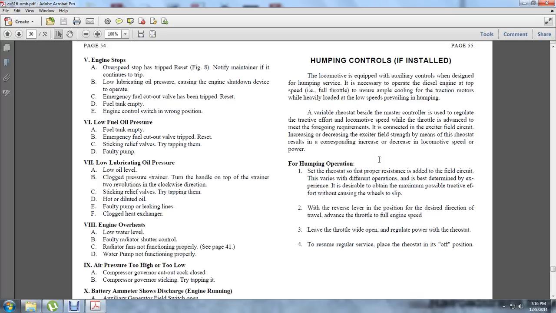Low lubricating oil pressure. Low lubricating oil level. Clogged strainer; turn the handle of the strainer two revolutions. Closed valve. Sticking relief valves; try tapping them. Hot, diluted oil. Faulty pump. Leaking lines. Clogged heat exchanger.